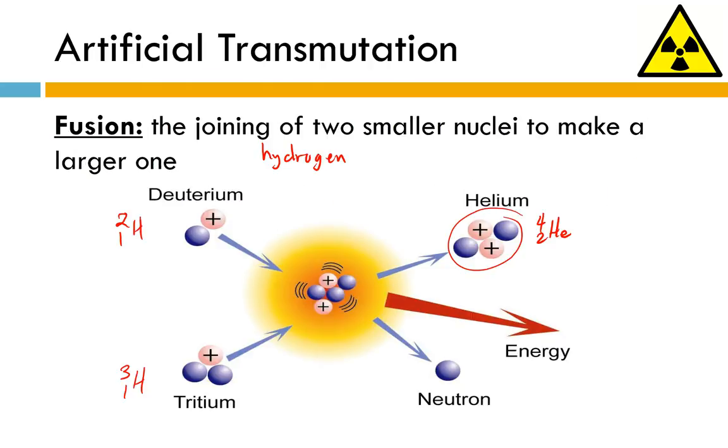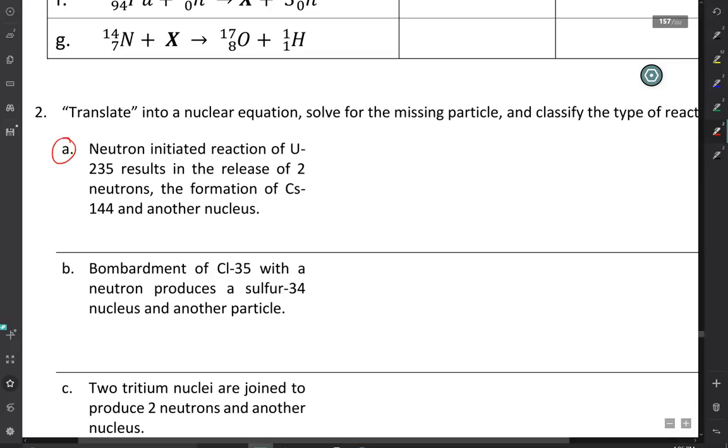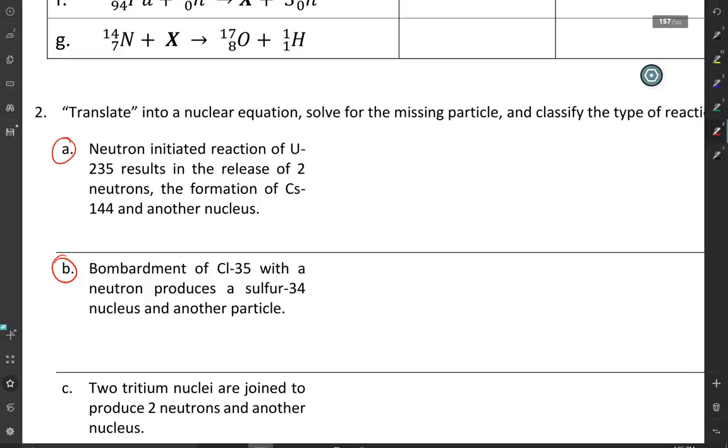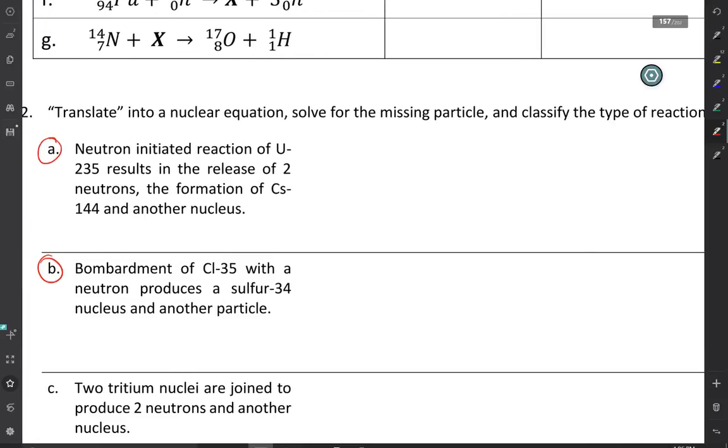All right, to wrap up this lesson, I'm going to go back and look at some practice problems and work on writing these full nuclear decay equations for our artificial transmutations. Let's check those out. I'm going to talk about questions 2A and 2B. You're asked to translate into a nuclear equation, solve for the missing particle, and classify the type of reaction. Letter A says we have a neutron-initiated reaction of uranium-235 that results in the release of 2 neutrons, the formation of cesium-144, and another nucleus.